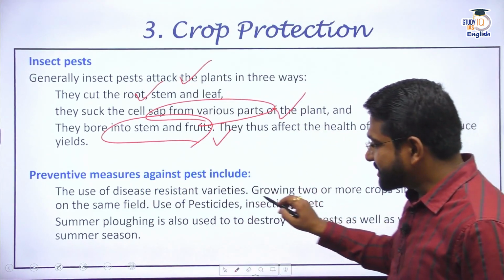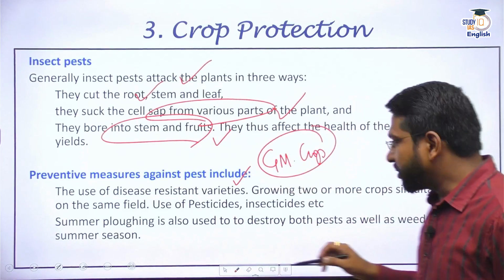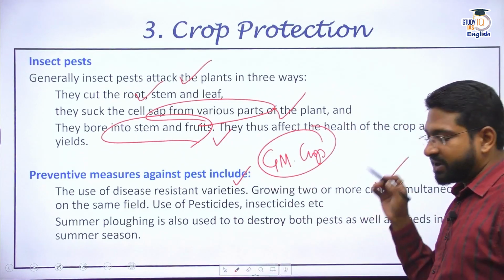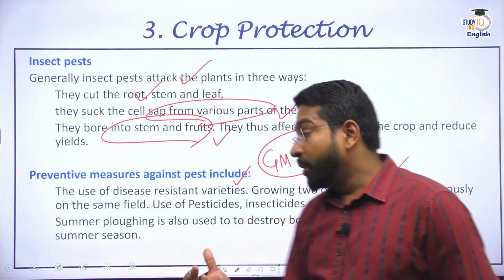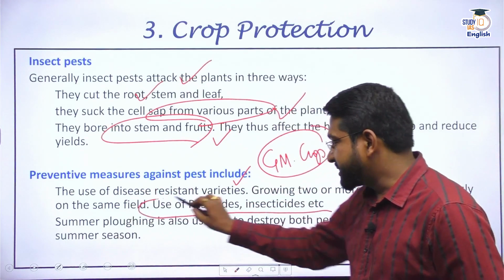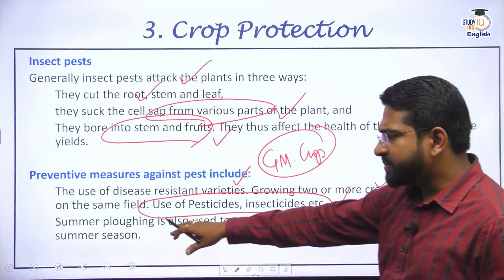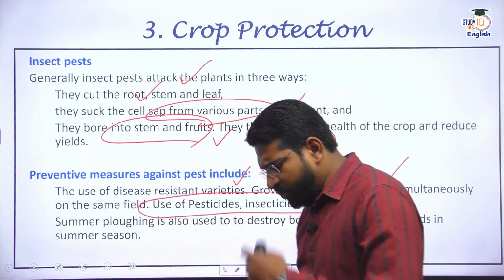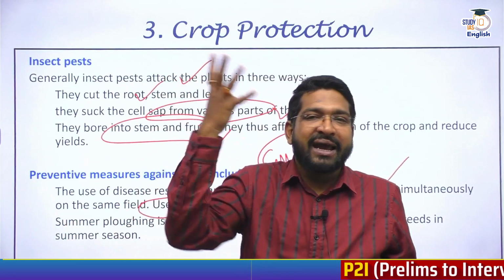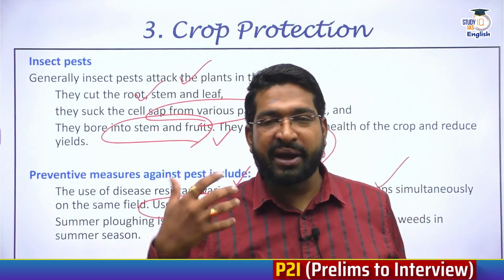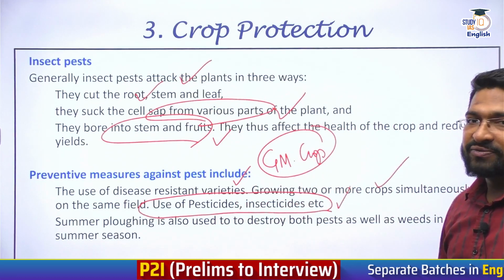We use disease resistant varieties, for example, the genetically modified crops. We go for growing 2 or more crops simultaneously, where one crop can act as some sort of a biocontrol agent for another crop, and vice versa. Or we can use pesticides and insecticides directly. Apart from that, there is another simple technique of summer plowing also. Summer plowing means in summer season, I deep plow the land, I simply leave it. And because of intense sunlight, because of intense heat, the insects, the pests, the microorganisms die off. And then I would see less of diseases for the crops.